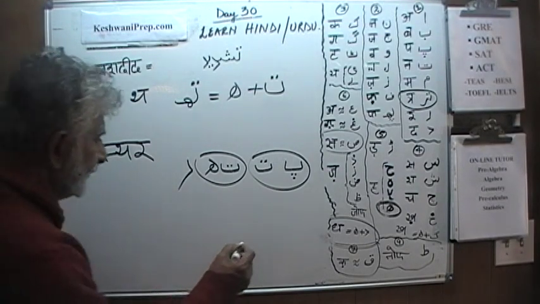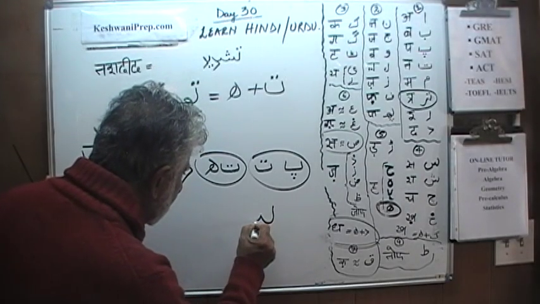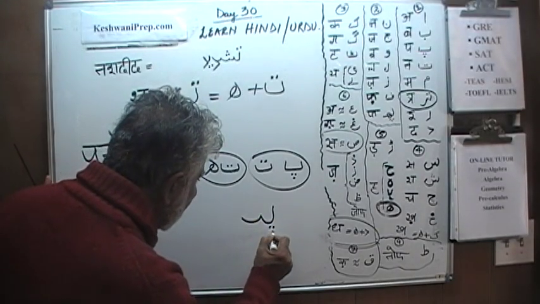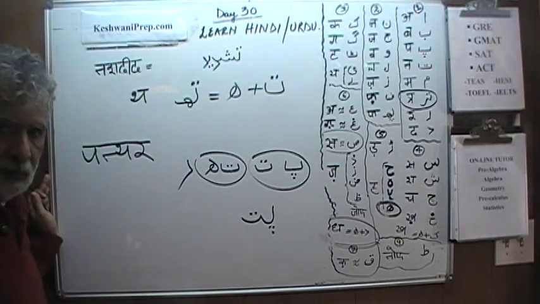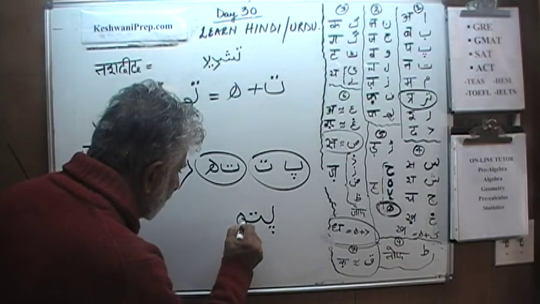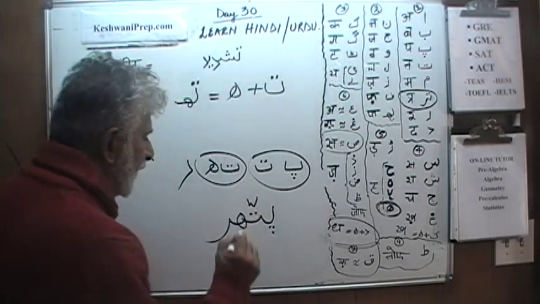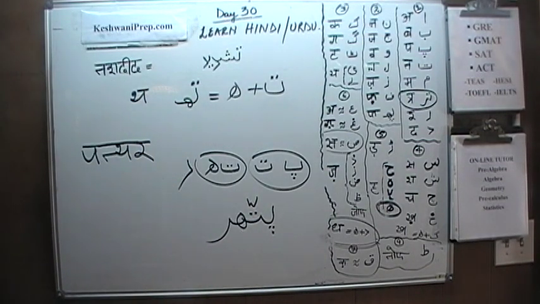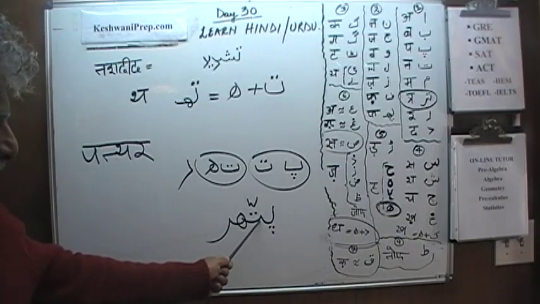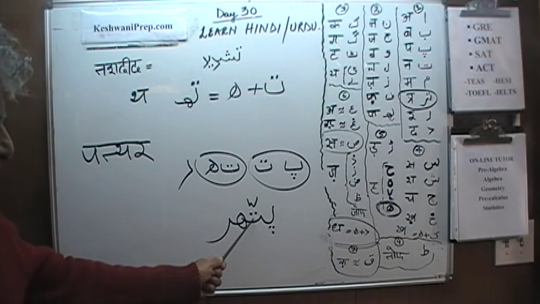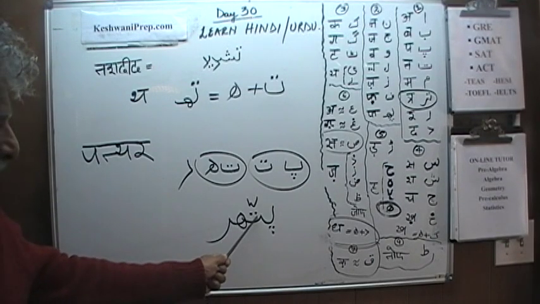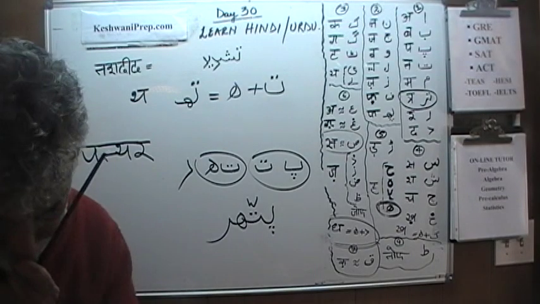Let's write them together. Pa. So far it reads Pat. Then we put a do chashmi here to it and a Re. And do chashmi goes on top of this thing. Now it tells the reader that this Ta is to be repeated. First it's going to join with the Pa, then it's going to join with the chashmi here, hence converting the Ta into a Tha. Patthar. Patthar.